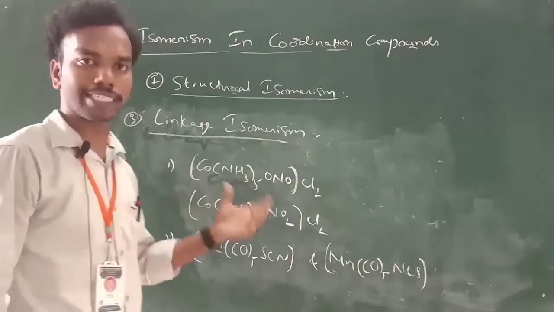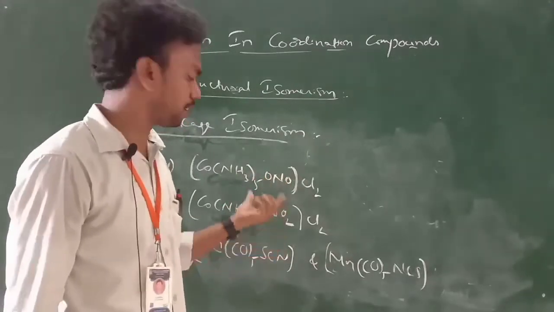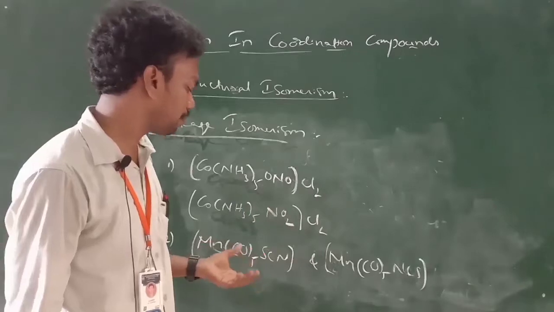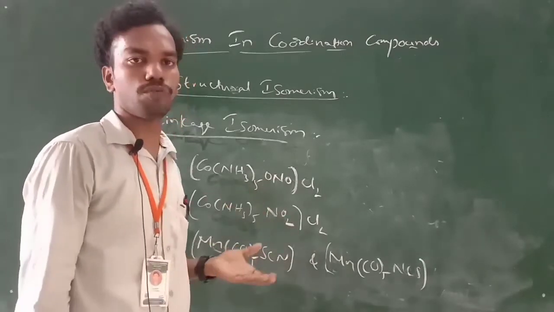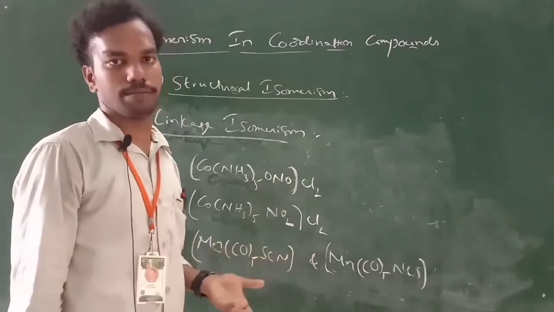So you can frame your own examples by changing these ambidentate ligands. Let's take another example. You can frame another example like [Cr(H2O)5(NC)] and [Cr(H2O)5(CN)].